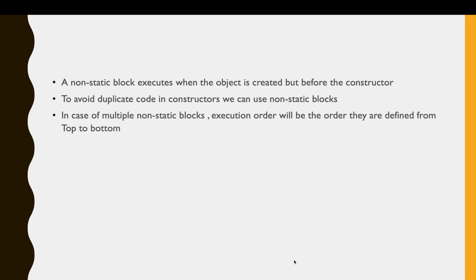So we can take out this duplicate code from each overloaded constructor, and we can keep that code in a non-static block. So what will happen in this case? Before we make a call to a constructor, the first call will be made to the non-static block. This way we can avoid the duplicate code in constructors. That's the major advantage of using the non-static block.